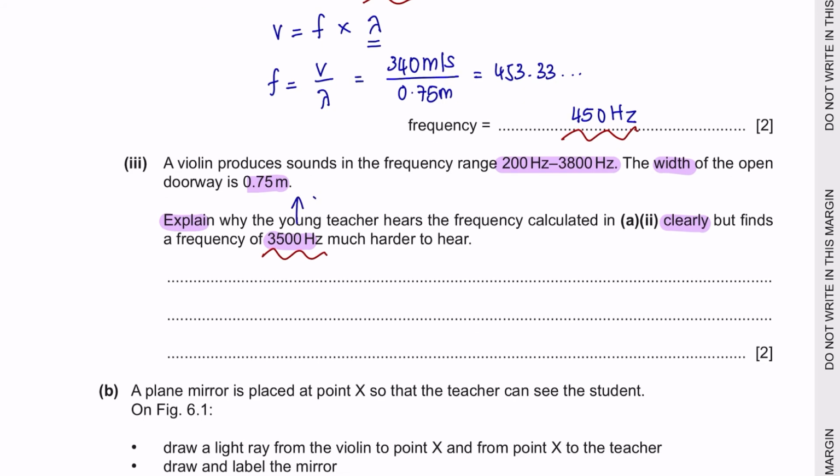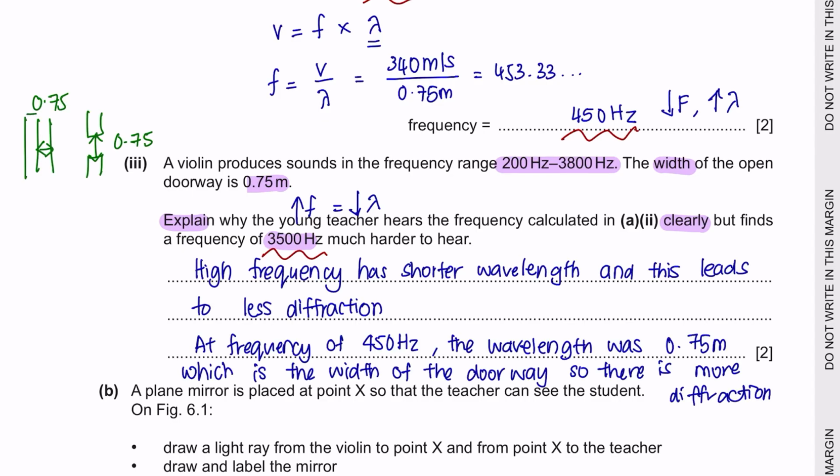So the higher the frequency, the smaller the wavelength. The lower the frequency, the larger the wavelength. Remember that if the wavelength is larger or equal to the gap, there will be more diffraction. But if the wavelength is much smaller than the gap, then the diffraction would be much less.